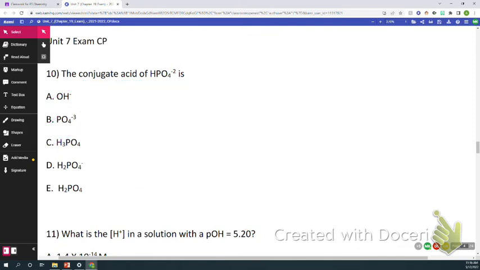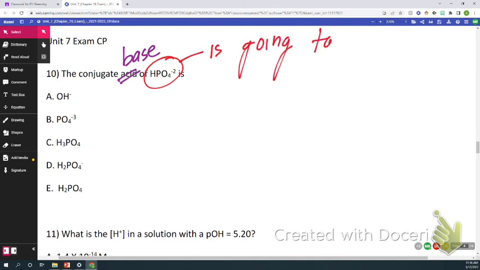Let me just tweak this question. Instead of conjugate acid, what if it said I want the conjugate base of this? If I want the conjugate base, that is going to act like an acid. It's going to act like an acid.